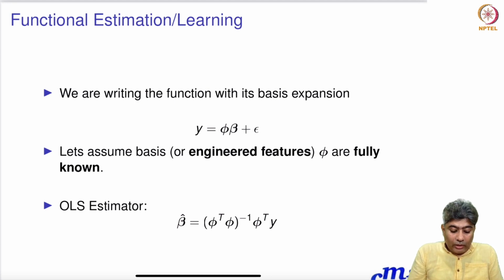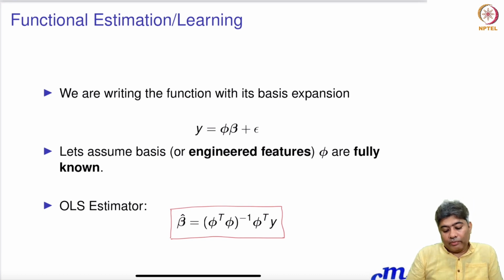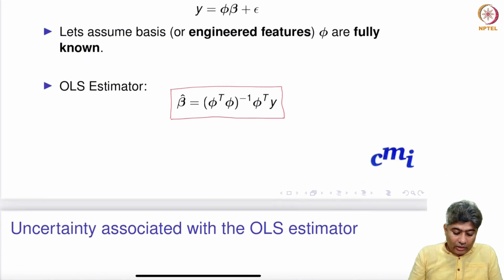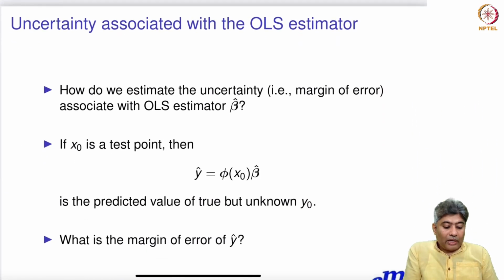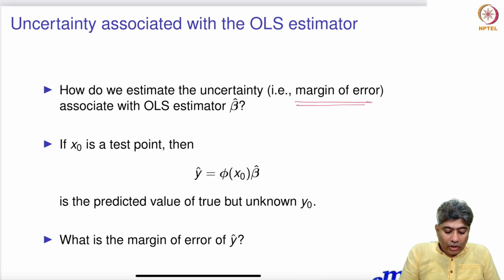So we can apply the OLS estimator here also. There are different methods of estimation for beta, and we can simply apply the OLS estimator: phi transpose phi inverse phi transpose y. We have done the same for the quadratic regression. Now, the question is the uncertainty associated with this OLS estimator. How do we estimate the uncertainty, that is, the margin of error associated with the OLS estimator beta hat?